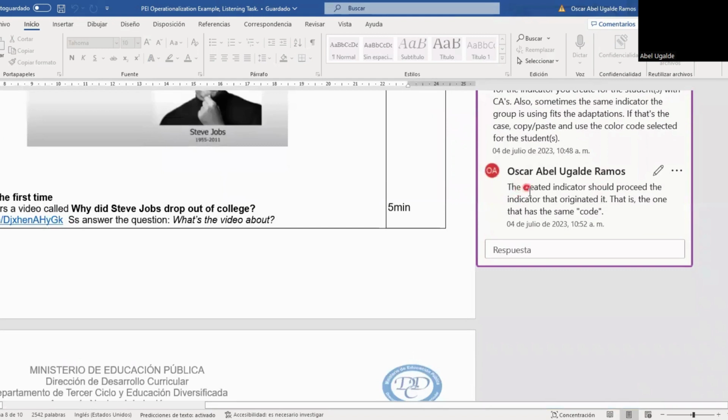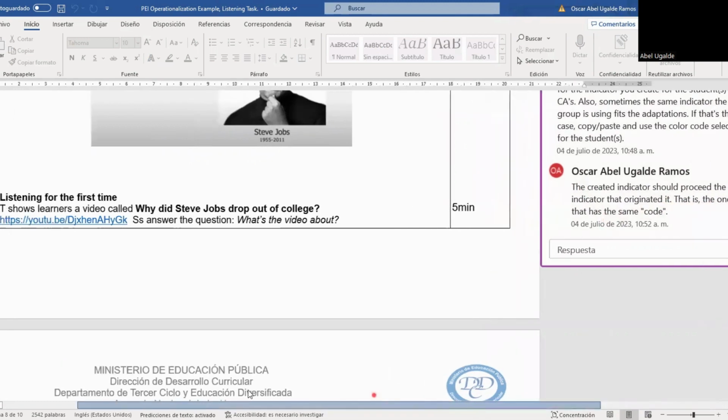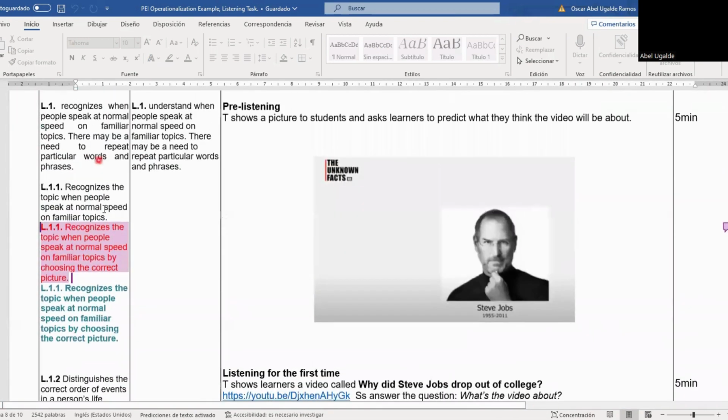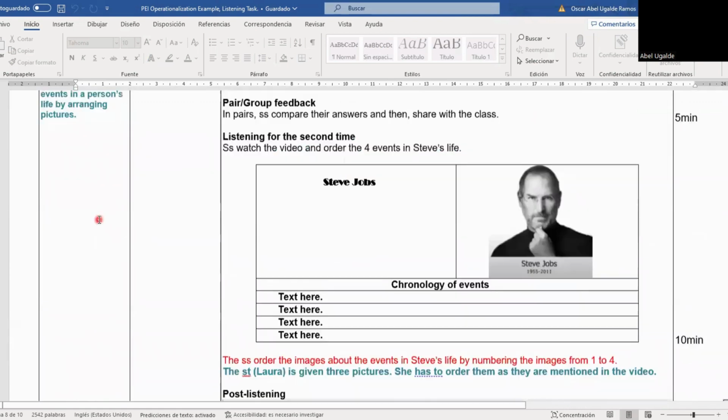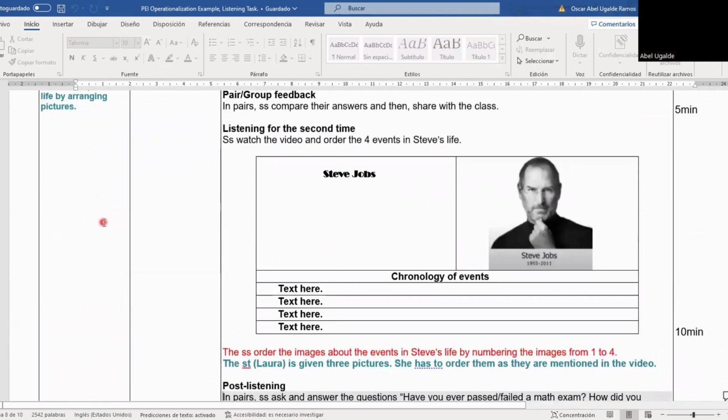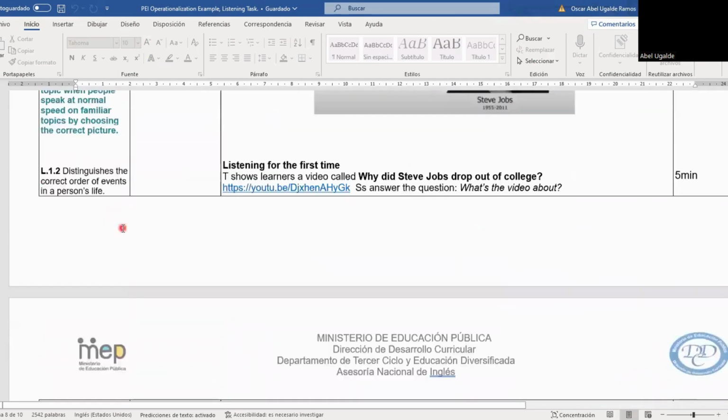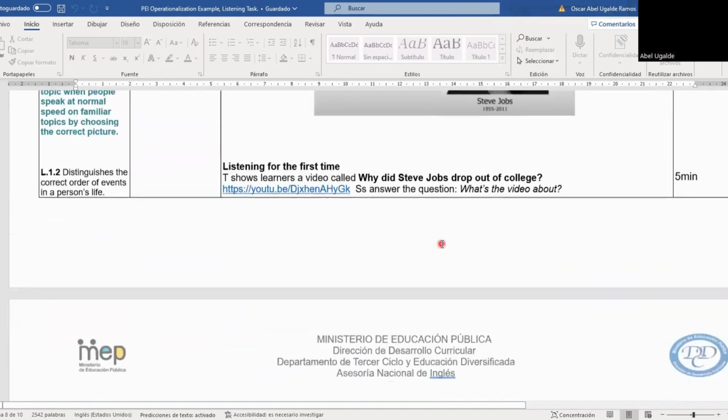And well, in this case, the created indicator should follow the indicator that originated it. That is the one that has the same color code. So please always keep it right after. Don't move it too far away. Right after it has to be, or sometimes it's here and then we find L1.1 with a different color here. That's not the idea. The idea is that they go together, right?